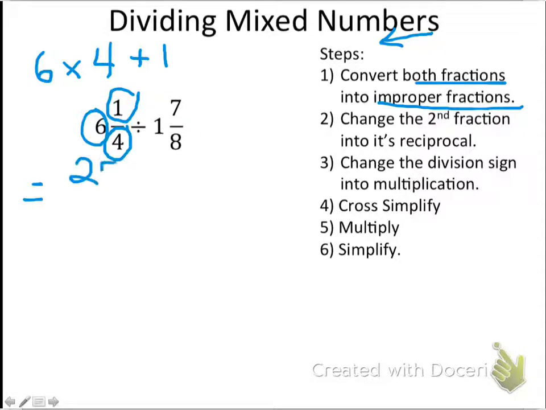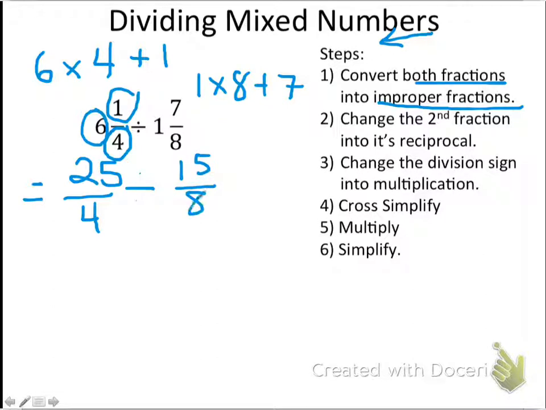So we have 25 over 4 divided by 1 times 8 plus 7. 1 times 8 is 8, plus 7 is 15, divided by 15 over 8. Great. Step 1 is done.